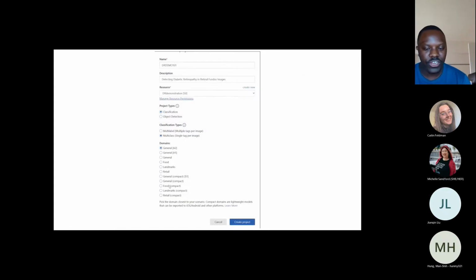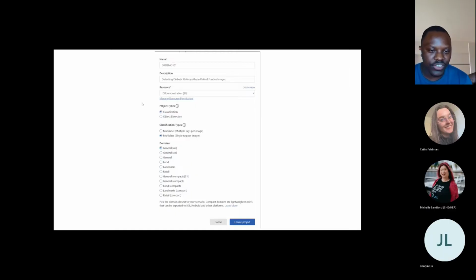And so with that, we need to create a project, in a similar manner to how we did on Azure when creating the custom vision instance. For this project, we just need to give it a name. DR Demo 101 is what I gave it. Again, DR stands for Diabetic Retinopathy, and a brief description of the project. Resource, DR Demonstration S0. I created this from Azure, so I just linked it on this side.